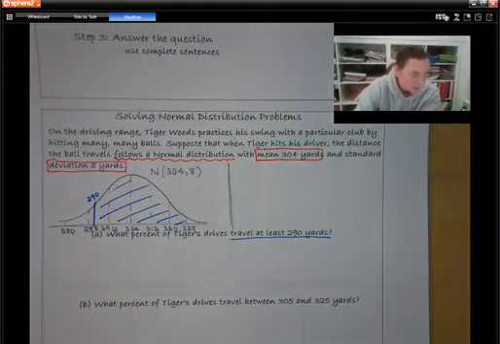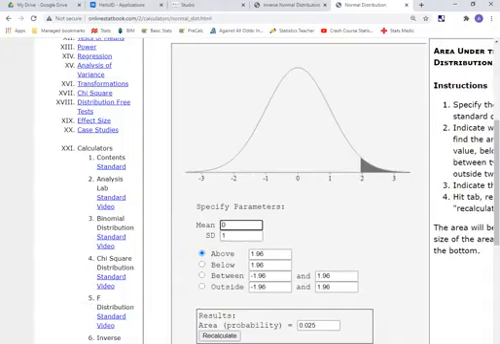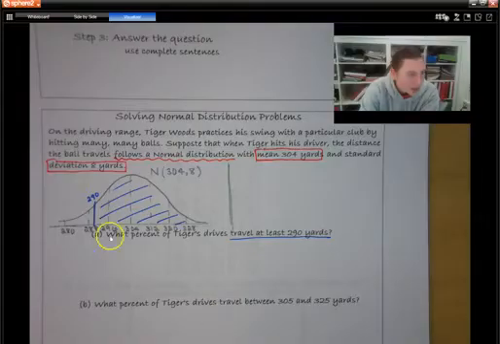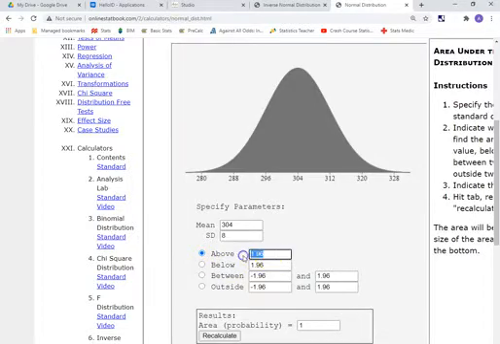We're going to switch over to it really quick. So we're looking at the normal distribution calculator. On Thursday, we focused on the mean always being 0 and the standard deviation always being 1. But today, our mean is 304, and our standard deviation is 8. And as you can see, we're looking at the area above 290. I'm going to hit enter, and I get 0.9599.